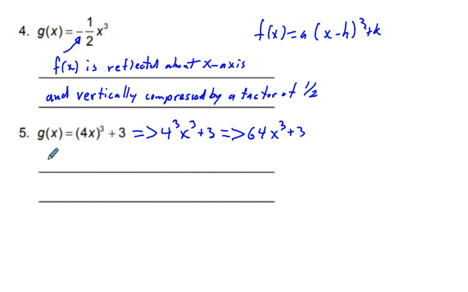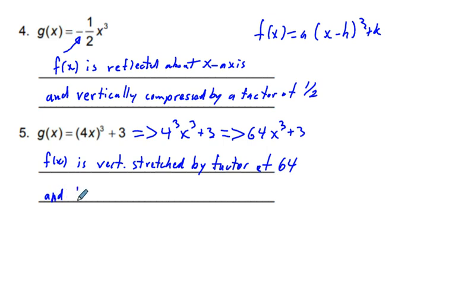So we will say f of x is vertically stretched, abbreviated there, by a factor of 64, and translated 3 units up.